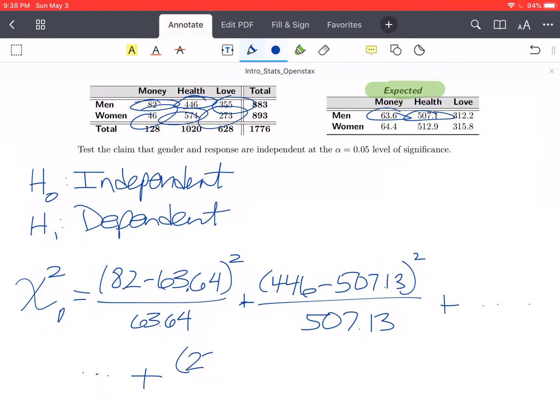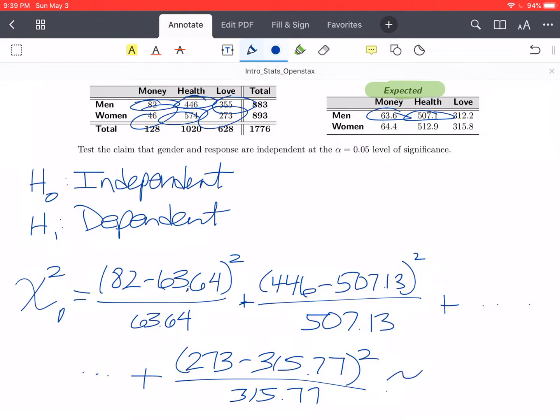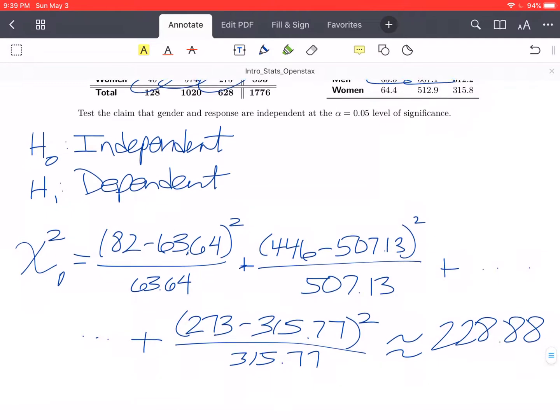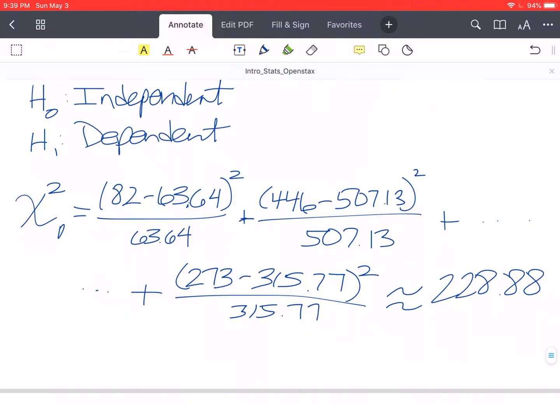So we get observed 273 minus expected is 315.77 squared. And if you use the values they gave you in the table, that's fine too. I'm just going based off of what we found earlier. 315.77. All these terms added up together give us approximately 228.88. So that's our test statistic.